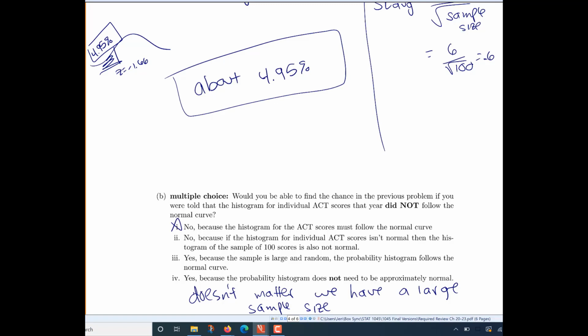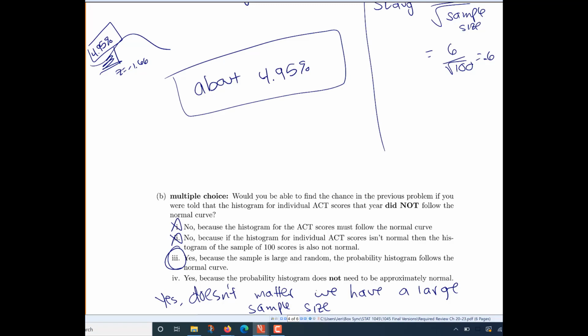That is actually true. Your sample data usually looks like your population data, but in this case, it didn't matter because we have a large sample size. So our answer is supposed to be yes. Yes, because the sample is large and random, so the probability histogram follows the normal curve. That's saying because our sample was large enough, when we look at the average, all the possible averages will follow the normal curve. So yes.